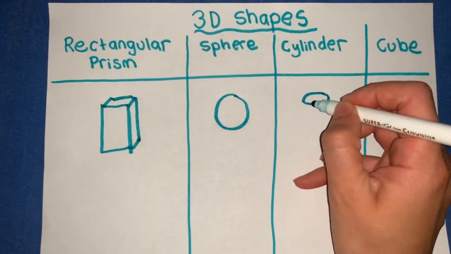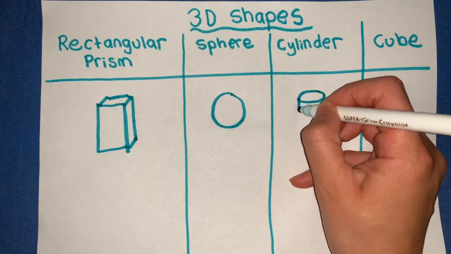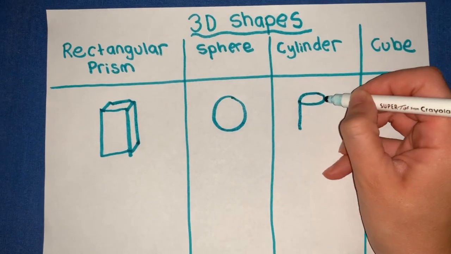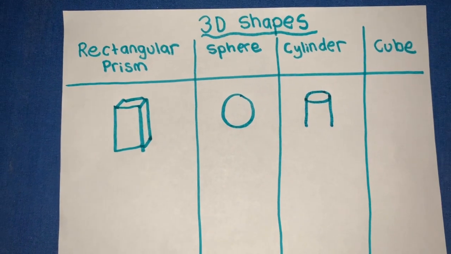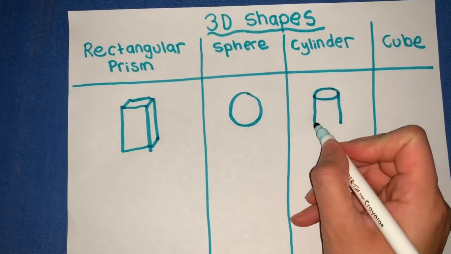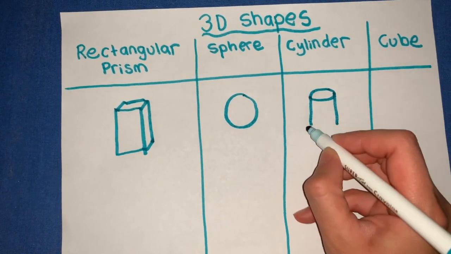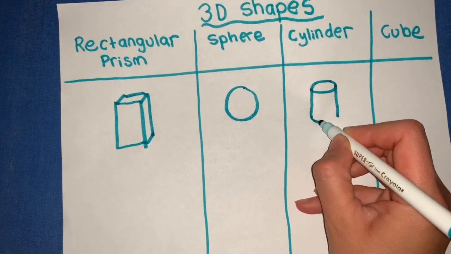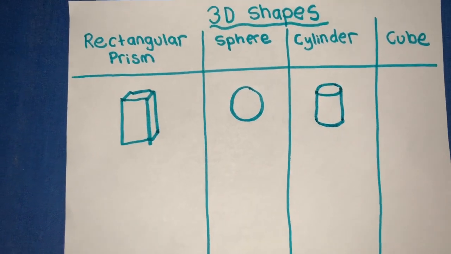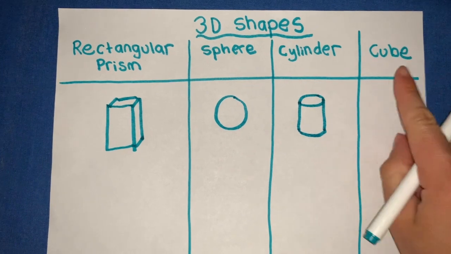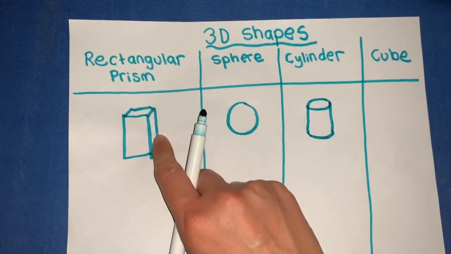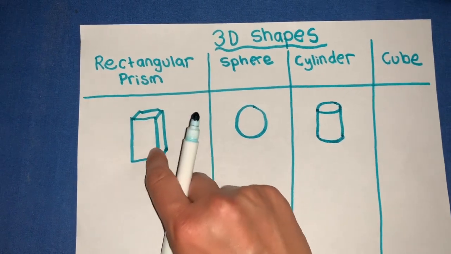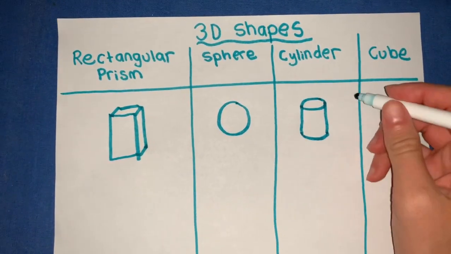Then we're gonna draw two lines coming down. Remember to pause the video if I'm going too fast. And then the line on the bottom is not gonna be straight across. It's gonna be arced like a little rainbow at the bottom. And last shape is a cube. A cube is similar to a rectangular prism, except the front face that you're seeing is just gonna be a square.